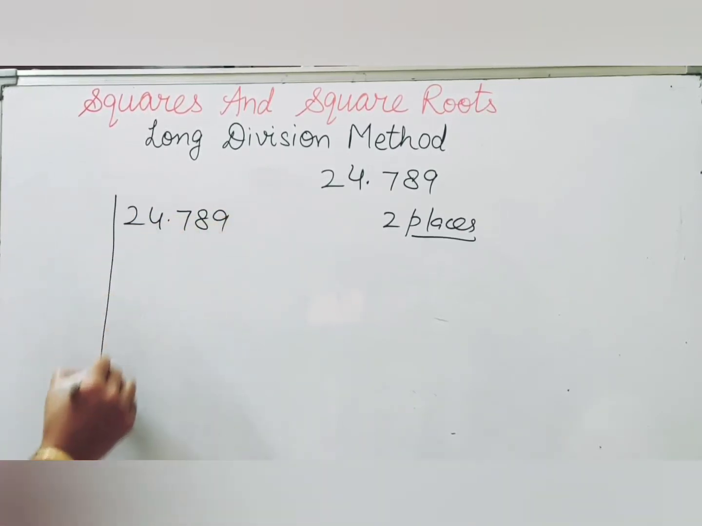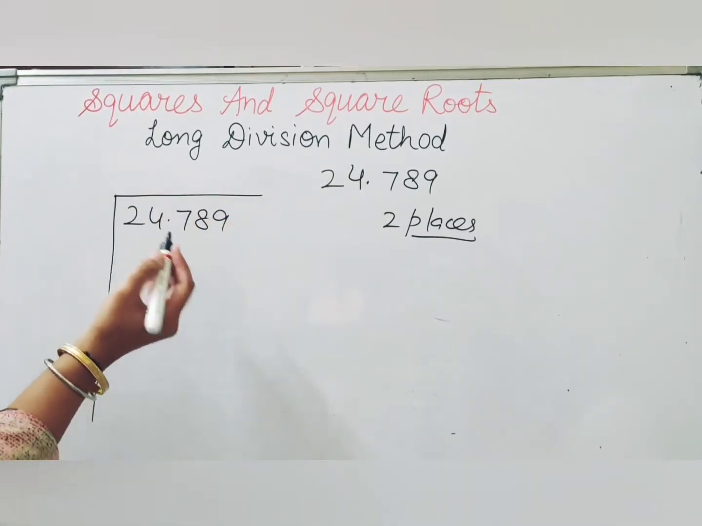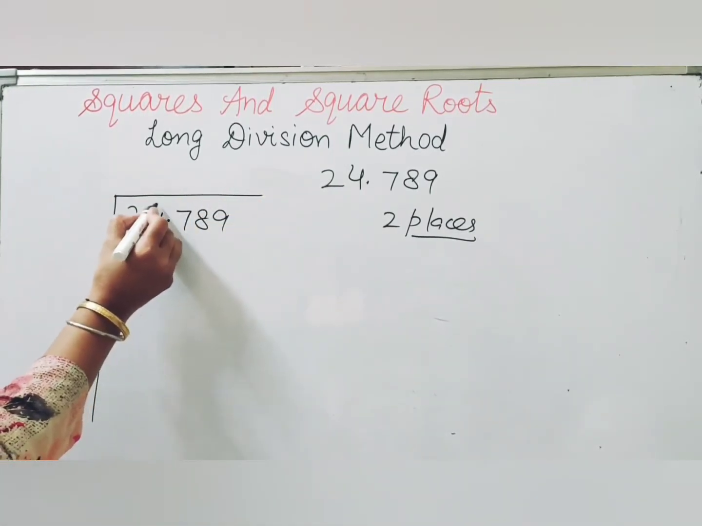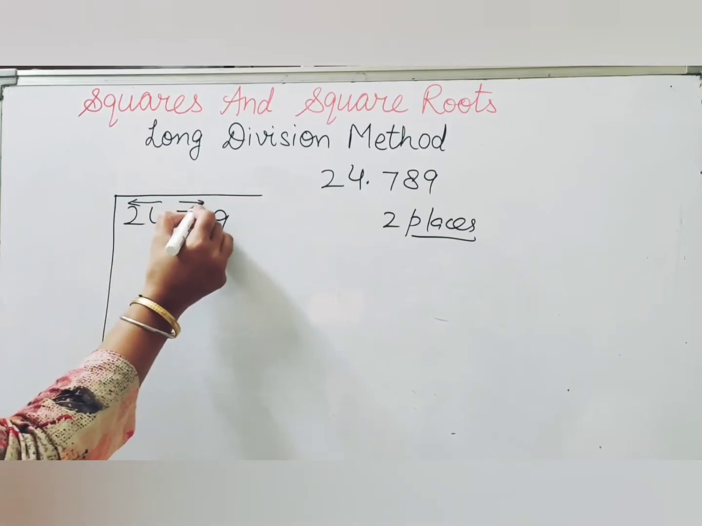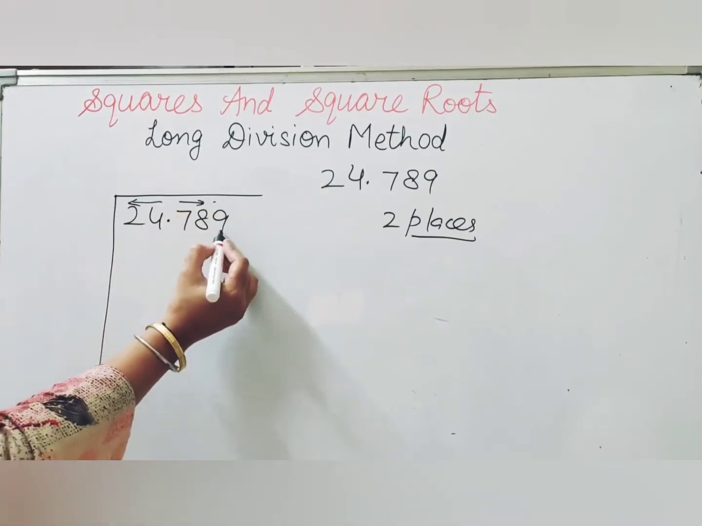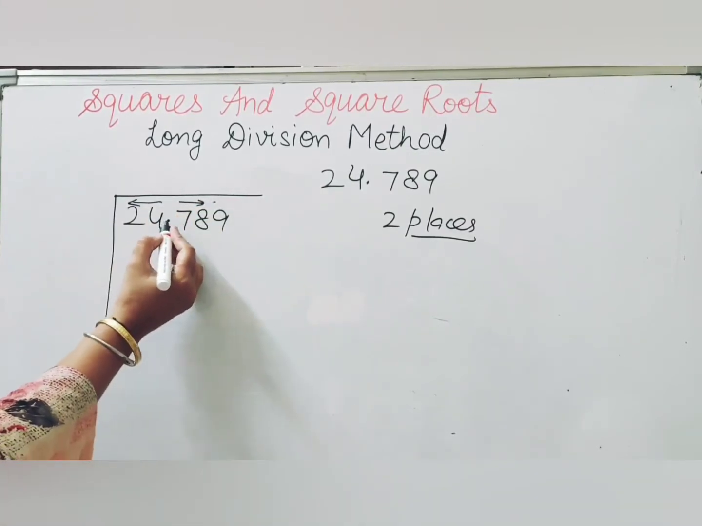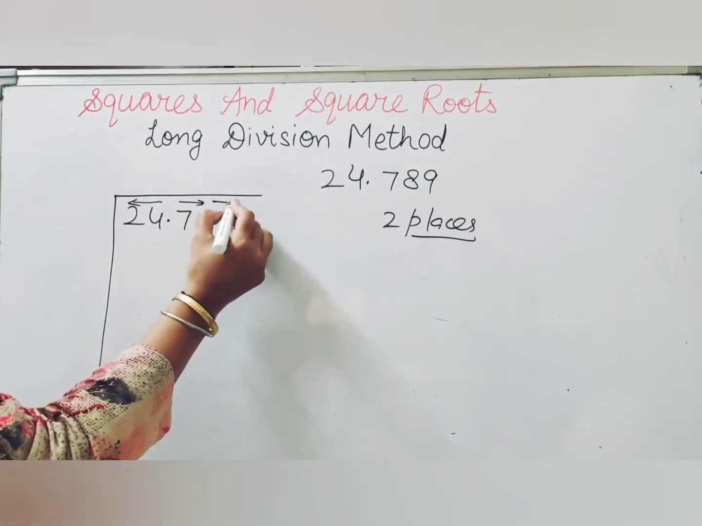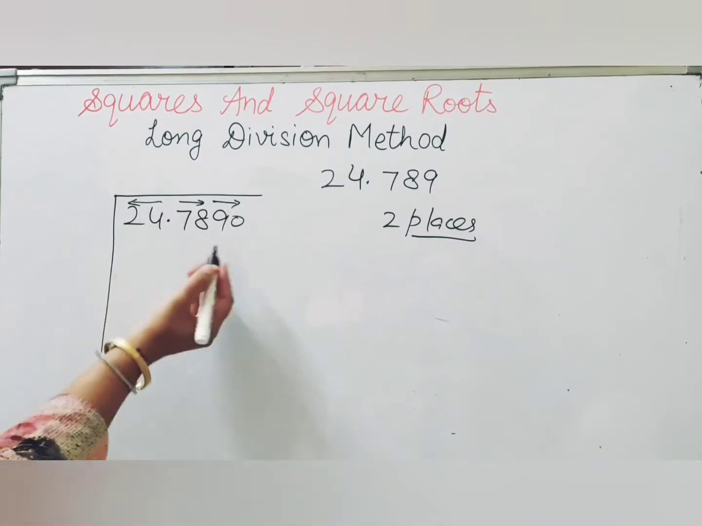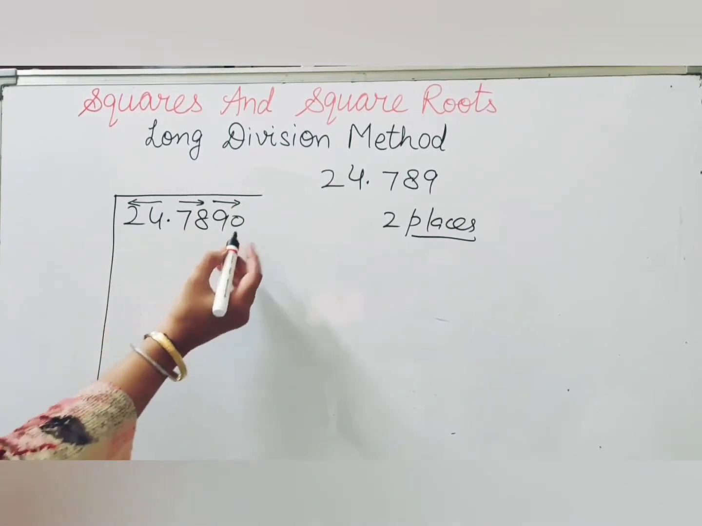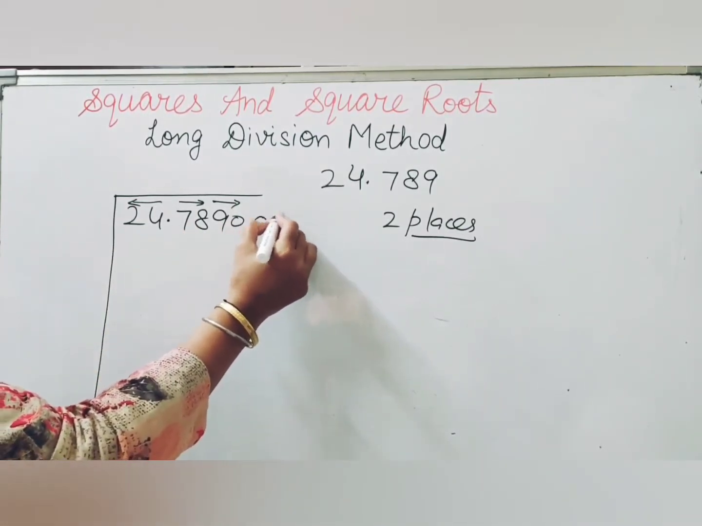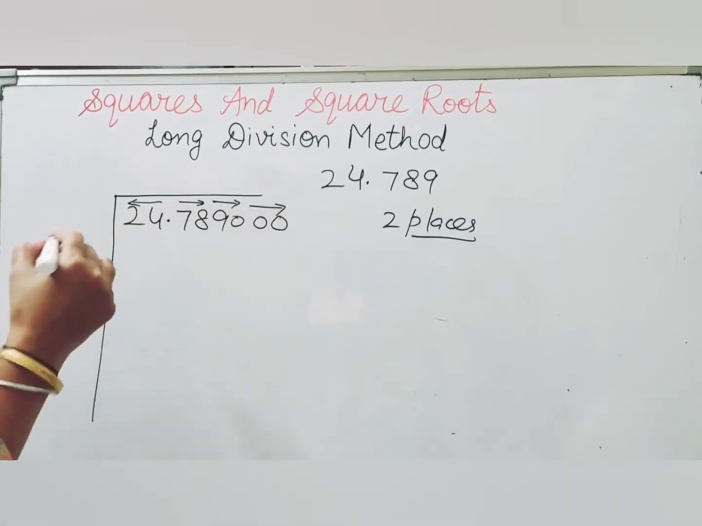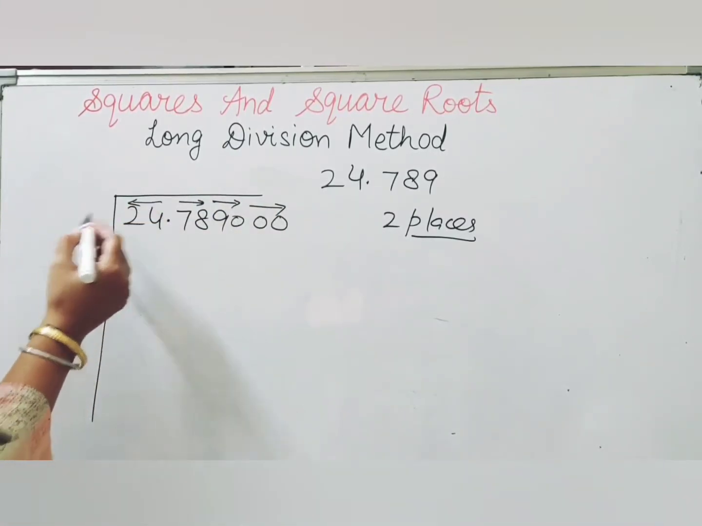24.789, and then make the pairs. So the integral part from right to left and the decimal part from left to right. Now there is only one 9. So after the decimal, we can put 0 at the end. So the next pair would be 90. If we are taking 3 places of decimal, then we require one more pair, so you can put zeros at the end. So let me start.